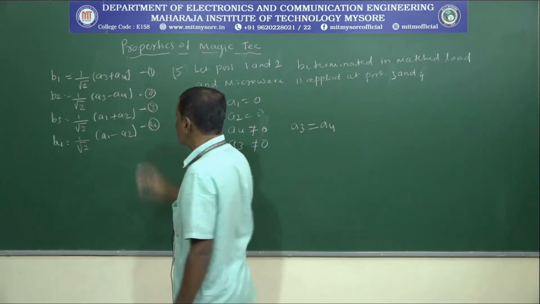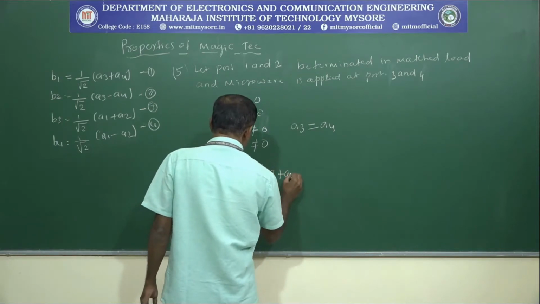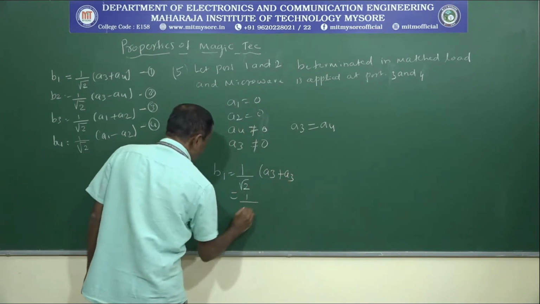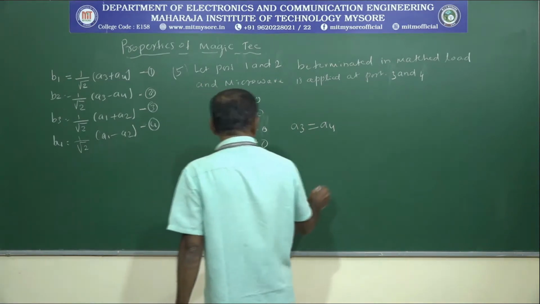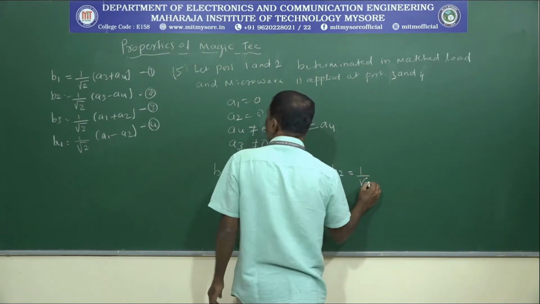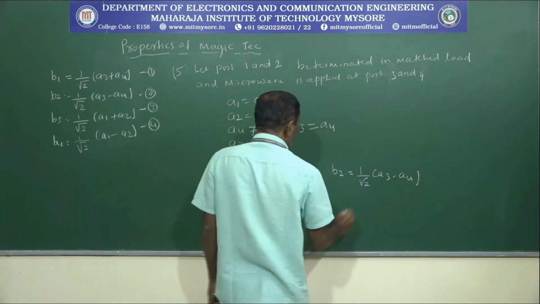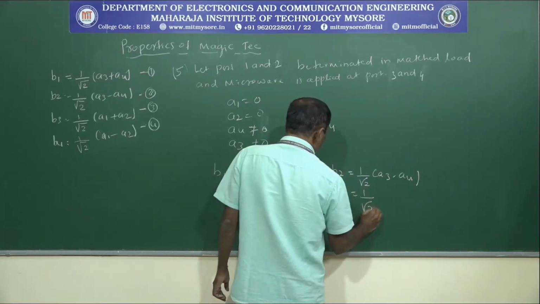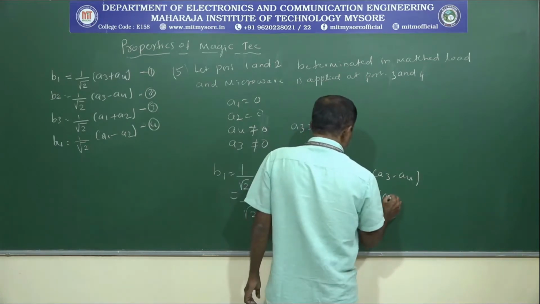If that is the case, if I substitute in this equation, I can write it as A3 plus A3. So this I can write as 1 by root 2 times 2A3. B2 equal to 1 by root 2 times A3 minus A4. So this is equal to 1 by root 2 times A3.